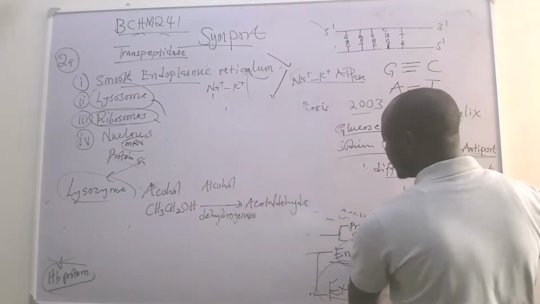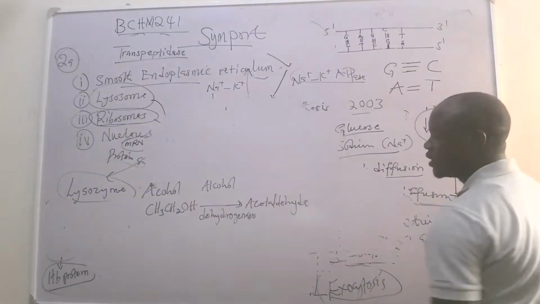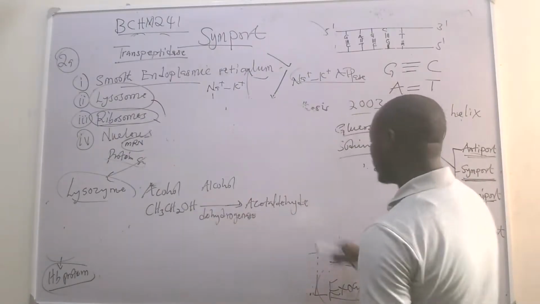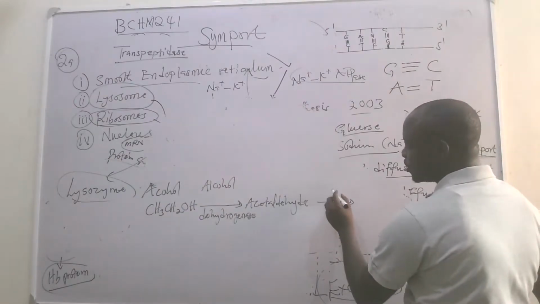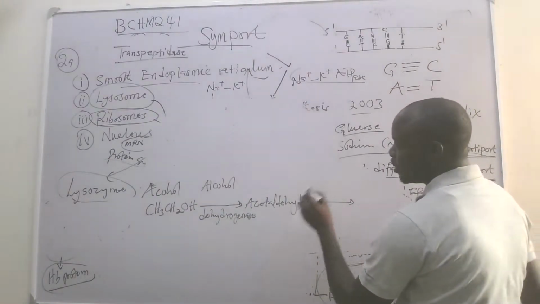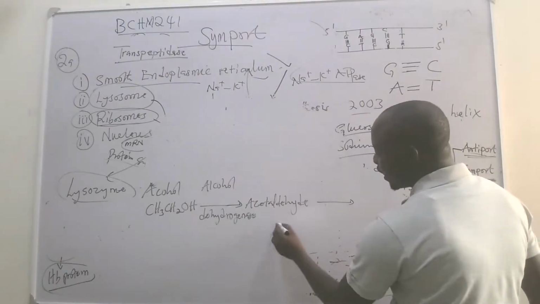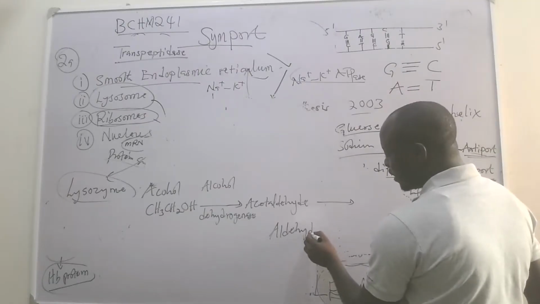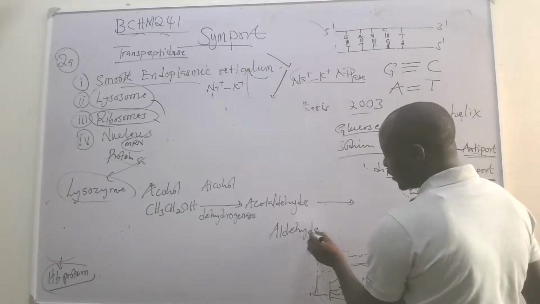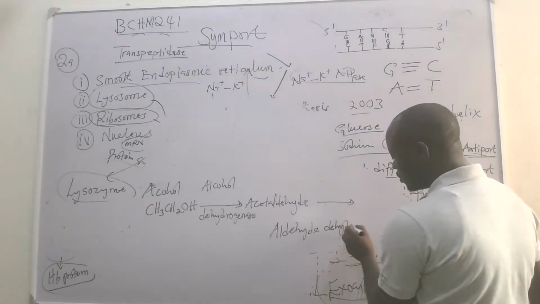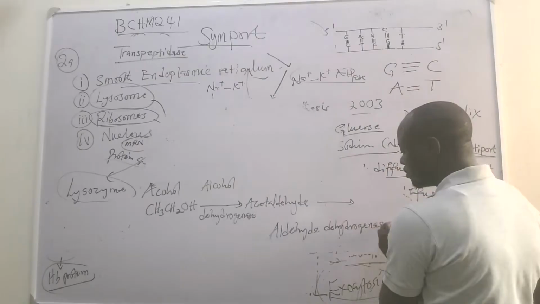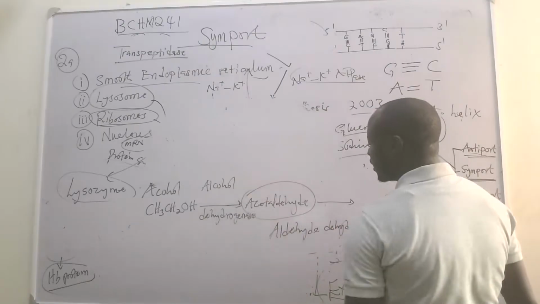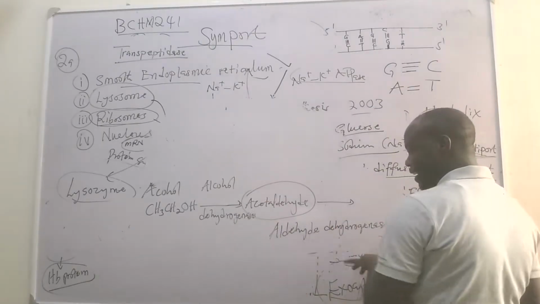The next enzyme that acts after alcohol dehydrogenase converts ethanol to acetaldehyde is aldehyde dehydrogenase. Aldehyde dehydrogenase is an enzyme involved in the conversion of acetaldehyde to ethanoic acid.